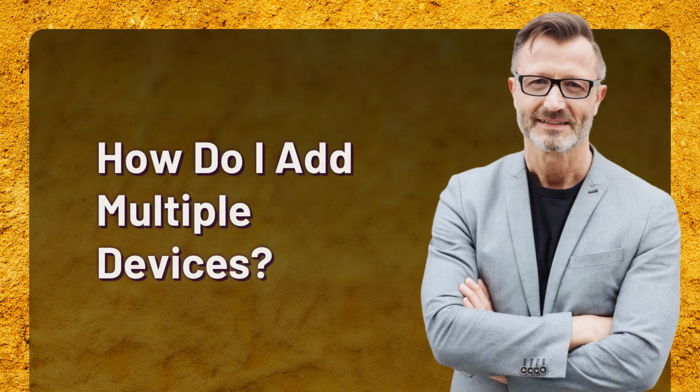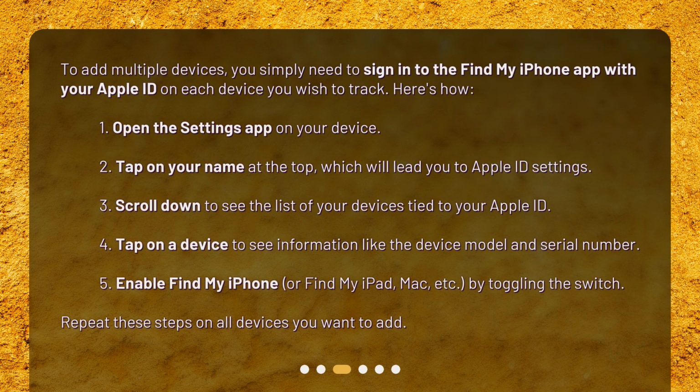How do I add multiple devices? To add multiple devices, you simply need to sign in to the Find My iPhone app with your Apple ID on each device you wish to track. Here's how. 1. Open the Settings app on your device. 2. Tap on your name at the top, which will lead you to Apple ID settings. 3. Scroll down to see the list of your devices tied to your Apple ID. 4. Tap on a device to see information like the device model and serial number. 5. Enable Find My iPhone, or Find My iPad, Mac, etc. by toggling the switch. Repeat these steps on all devices you want to add.